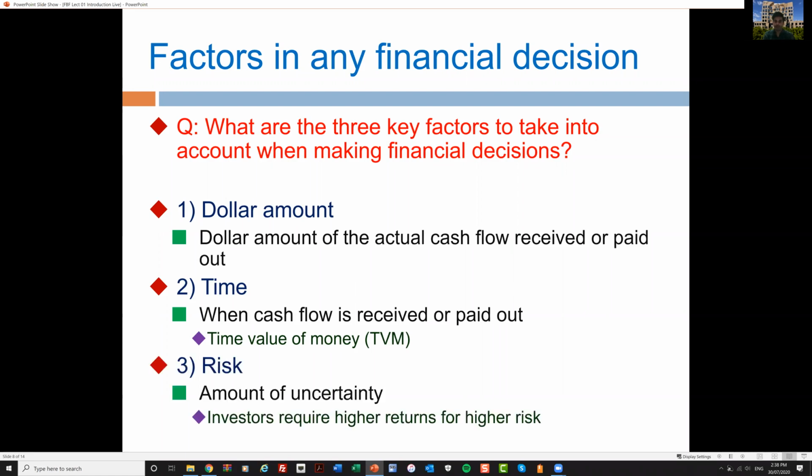And the third is risk, okay? So risk tells us the uncertainty we have relating to an investment. Okay, so the reason I asked you this now is I'm going to ask you next week, and the week after, and the week after that, because every time we do a finance problem, we need to identify these 3 things.